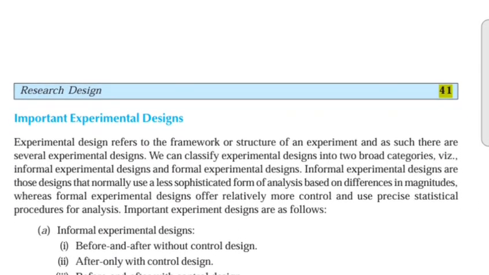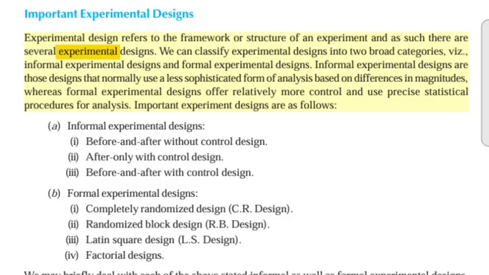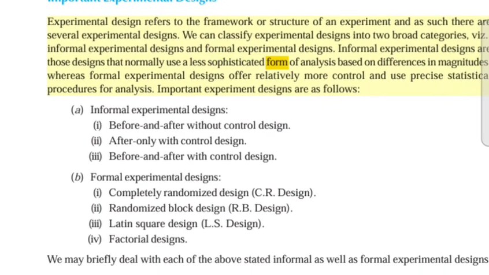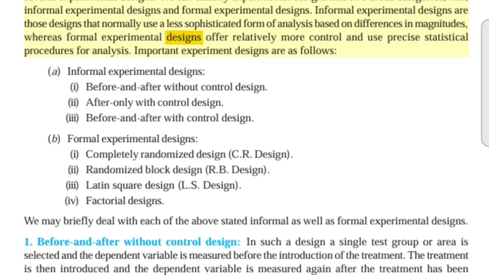Research Design 41. Important Experimental Designs. Experimental design refers to the framework or structure of an experiment, and as such there are several experimental designs. We can classify experimental designs into two broad categories, viz., informal experimental designs and formal experimental designs. Informal experimental designs are those designs that normally use a less sophisticated form of analysis based on differences in magnitudes, whereas formal experimental designs offer relatively more control and use precise statistical procedures for analysis.